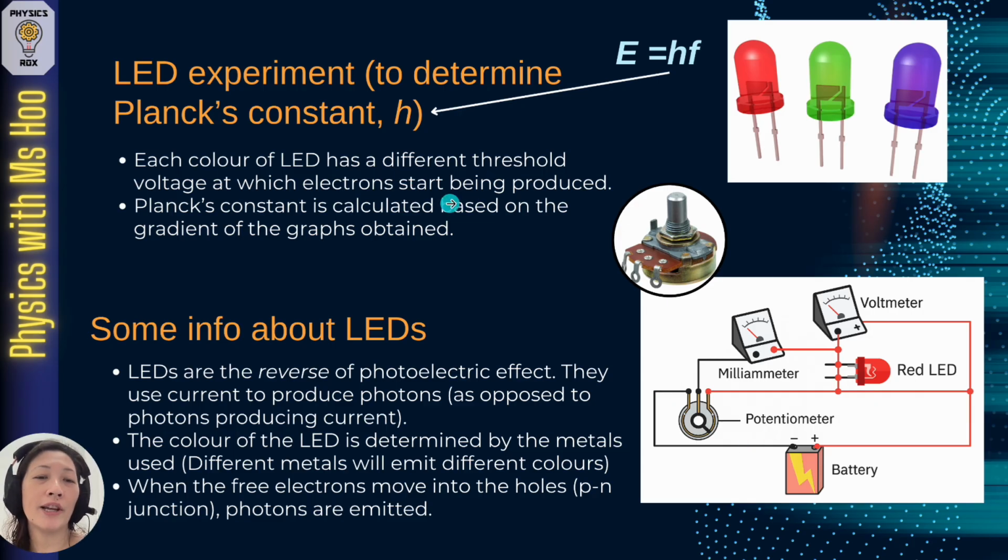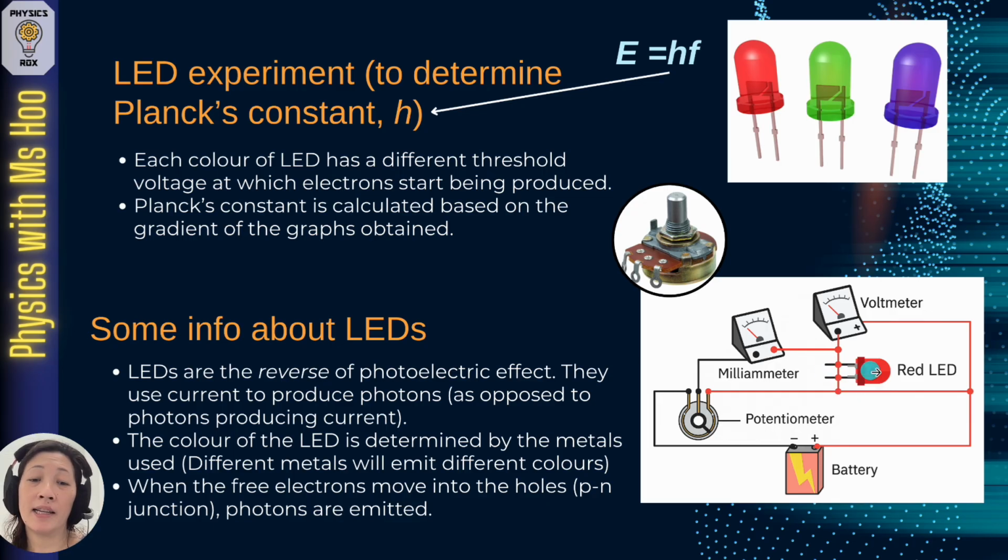First of all, some information that you need to know about LEDs. LEDs are actually the reverse of the photoelectric effect. They use current to produce photons as opposed to photons producing current. If you can recall what we've looked at in the previous slide, the light is shone onto a light-sensitive metal and the metal produces electrons. However, in the case of the LED, electrons are supplied to the LED from the battery. That means current is flowing into the LED. The current that flows through the LED will then produce light, meaning they will produce photons. So it's the opposite of the photoelectric effect.